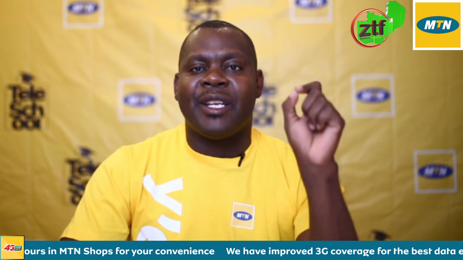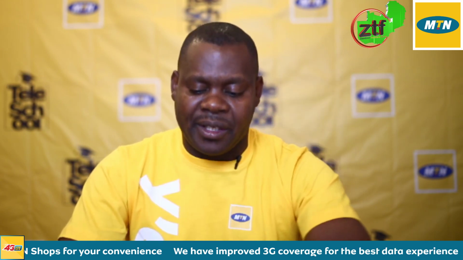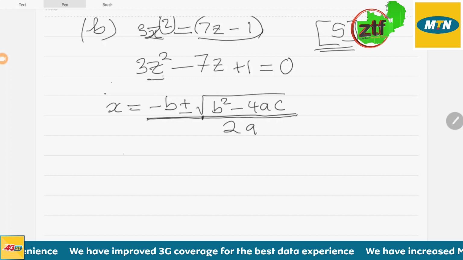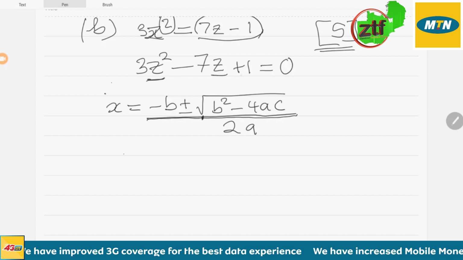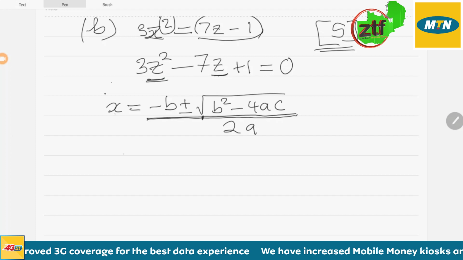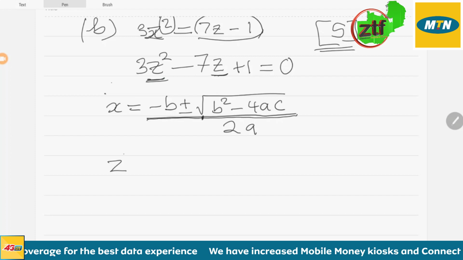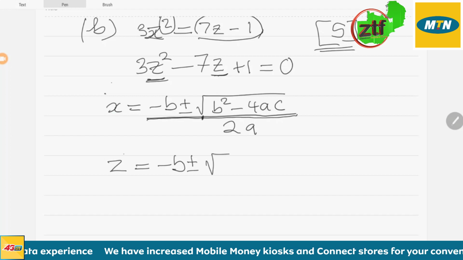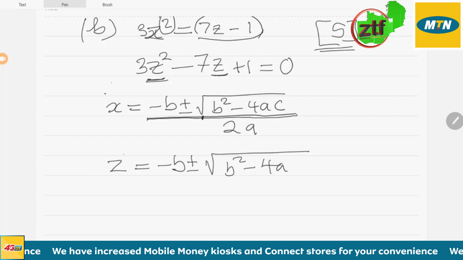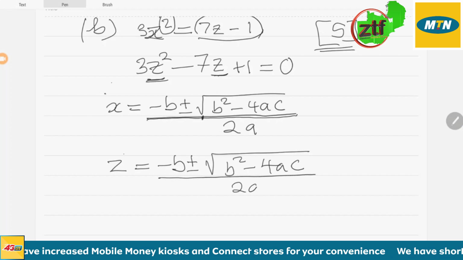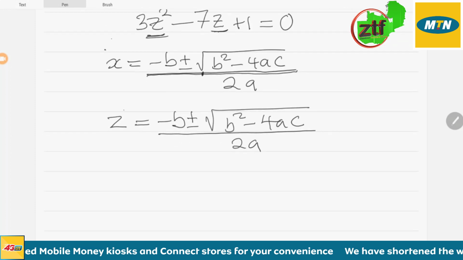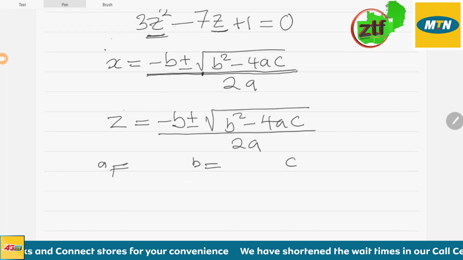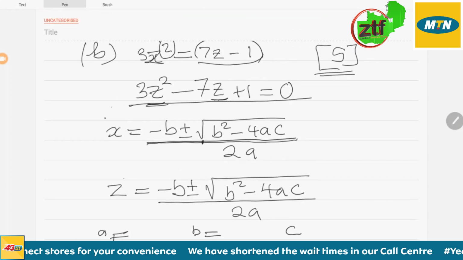Now we need to find the value of A, B, and C in the given equation. But you realize that the variables in this equation are Z and not X. So our formula will slightly be written as Z, because we are calculating for Z, instead of X, equals negative B plus or minus square root of B squared minus 4AC, everything over 2A. Right. So now we need to find the value of A, the value of B, and the value of C from the given equation above here.